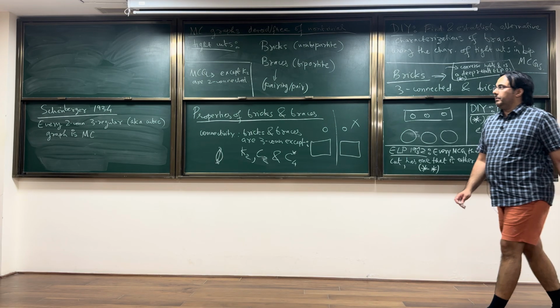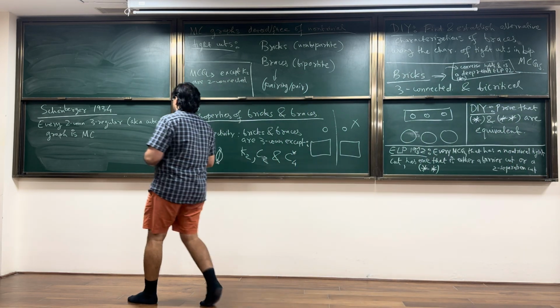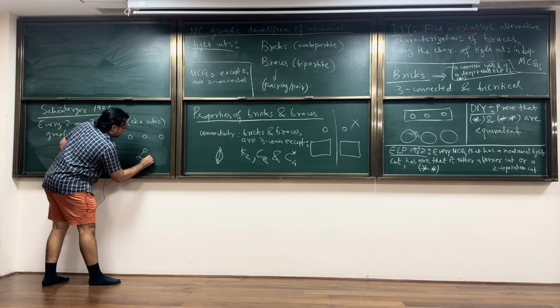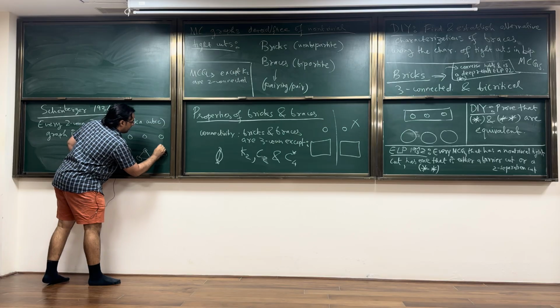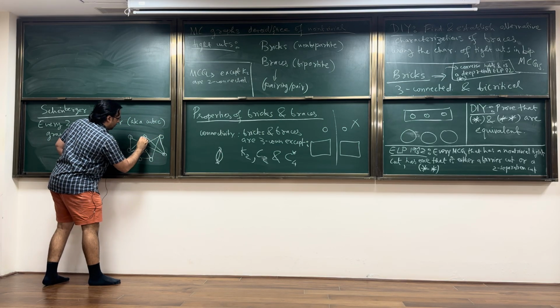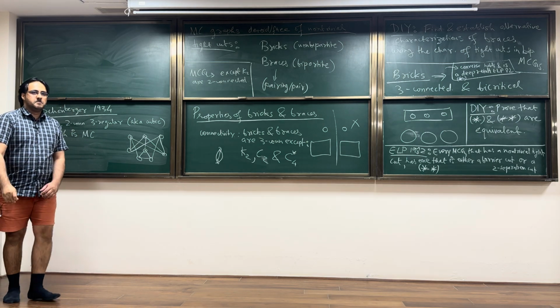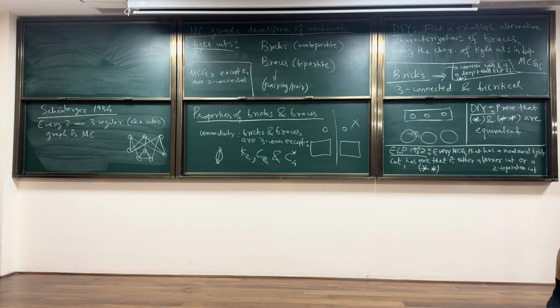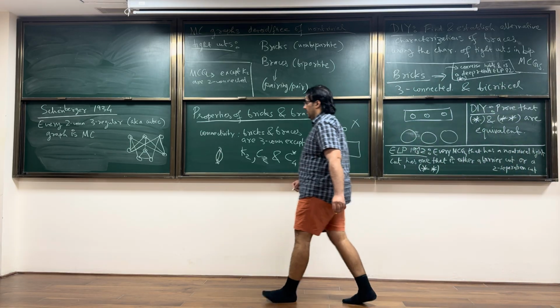But such a graph may not be a brick or a brace. For example, a graph that I just erased is a 2 connected 3 regular graph, but it is not a brick or a brace, because it has a non-trivial tight cut.